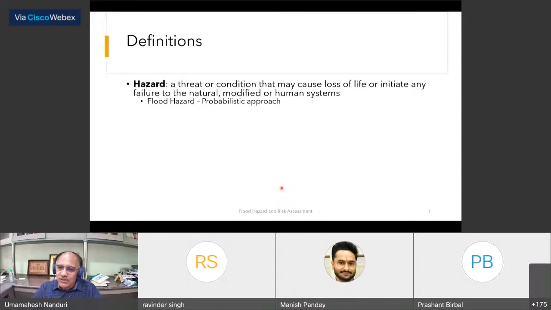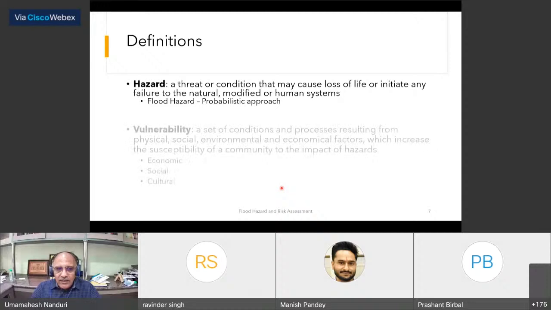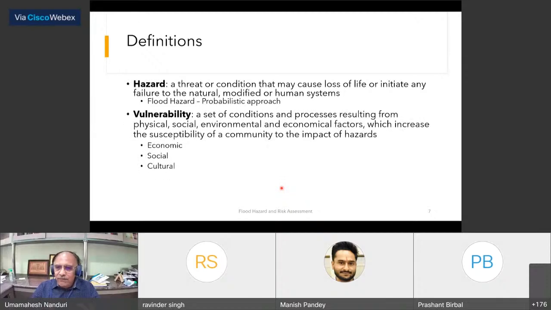So when we talk about flood hazard, we need to talk in terms of the probability of a flood of a particular intensity occurring, and what kind of damage it causes. Damage also depends upon the intensity of the flood, and thus damage assessment also has to be in terms of a probabilistic approach. And once you identify a hazard at a location, we look at its vulnerability.